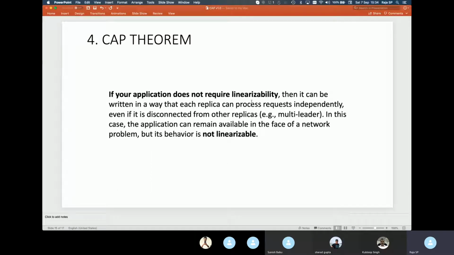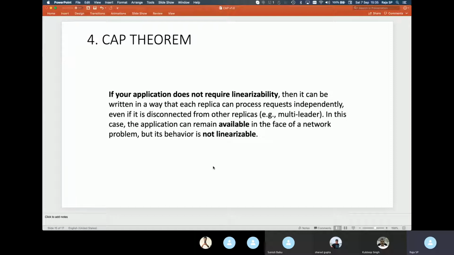If your application does not require linearizability, so let's say linearizability is not a big constraint. Bob and Alice, eventually Bob may refresh many times, and eventually he will come to know, not a big deal. So that means we do not require linearizability. In that case, although replicas are going out of the network, the application can remain available and can accept the transactions. But what we have sacrificed is linearizability. So if you want to make the application available continuously, then the consistency is lost. We can't have it.